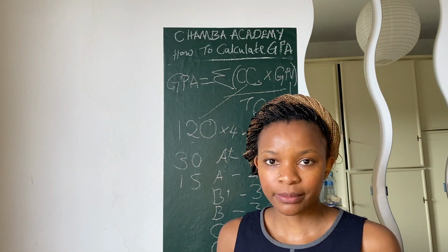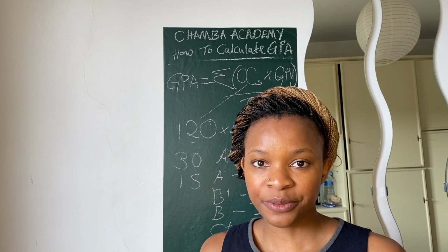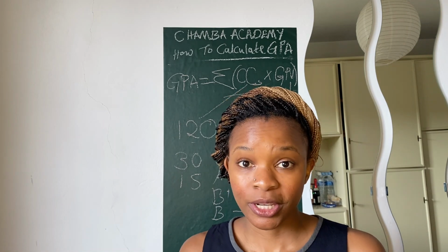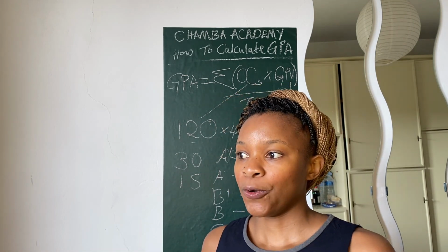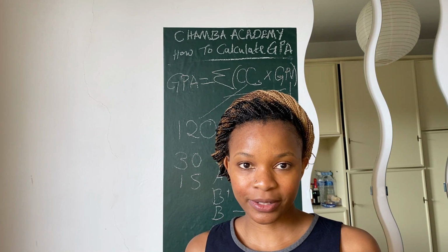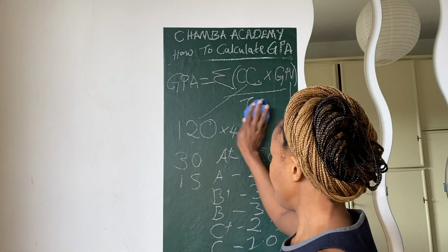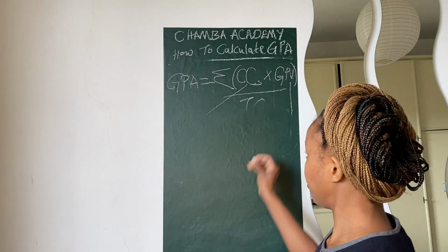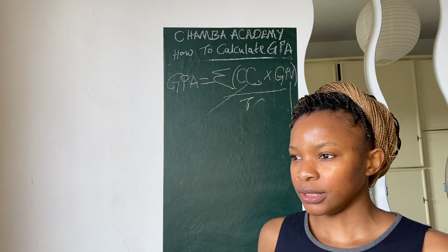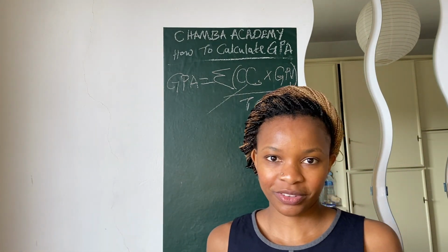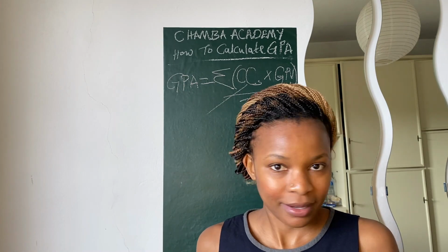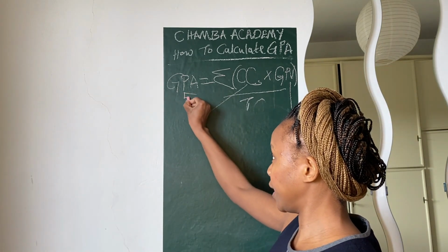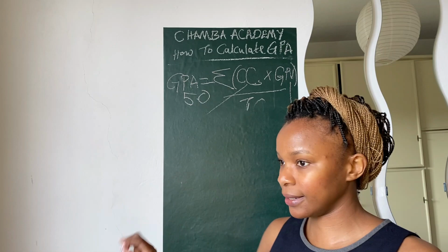Okay, we have established what our GPVs are, we have established what our CCs are, and we have established what our TCs are. So now we need to actually calculate the grades. So we know what all these grades point to, and what the formula points to. Now the question is, how will I calculate my GPA? So the total GPA is 5.0, being the highest.